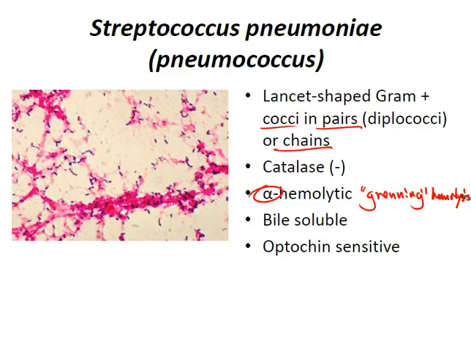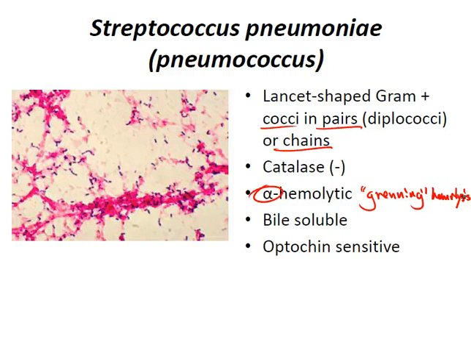He is bile soluble, so he's susceptible to lysis by bile. He cannot be cultured in bile. He's optochin sensitive, so he's susceptible to lysis by optochin, so he cannot be cultured with optochin either.